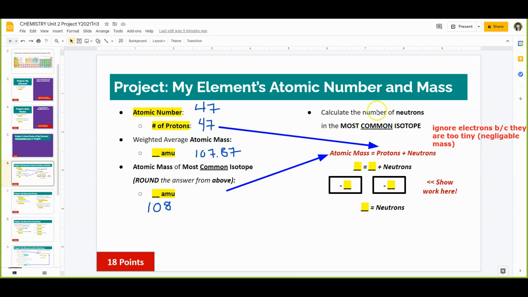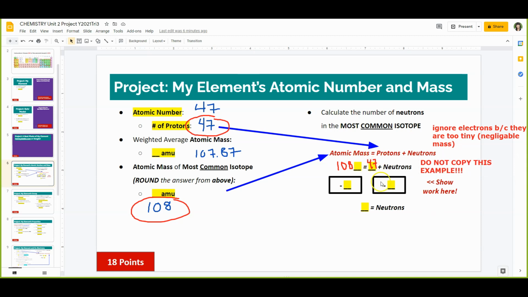What it's asking here is to calculate the number of neutrons in the most common isotope, and you should be able to do this because we already have the atomic mass of our most common isotope right here that we decided, and we already have the number of protons from our atomic number. If I were to plug those in, 108 right here and 47 right here, I should be able to solve for neutrons. Now, this is an example, do not copy this example, because this is for silver. You do need to be using your own element.